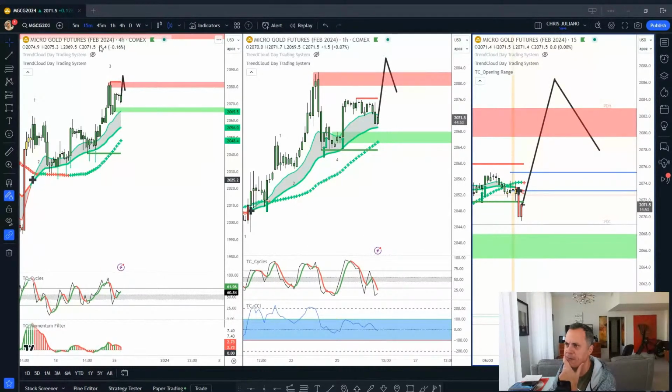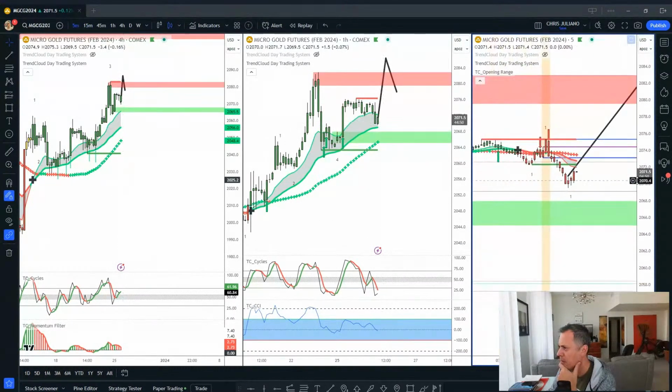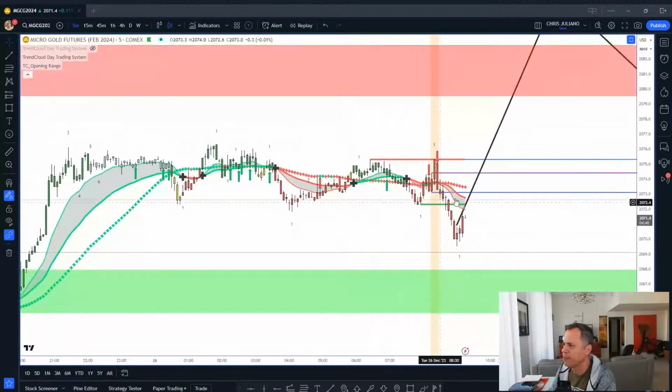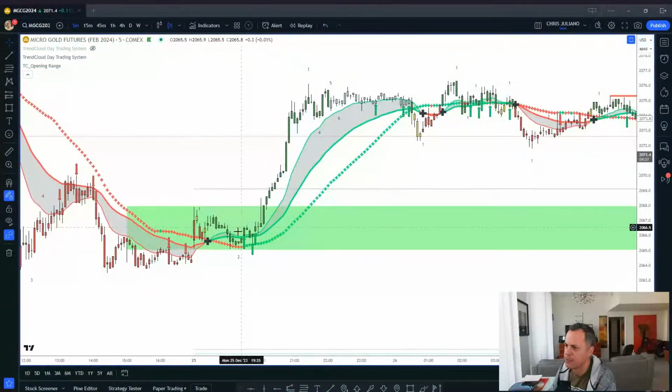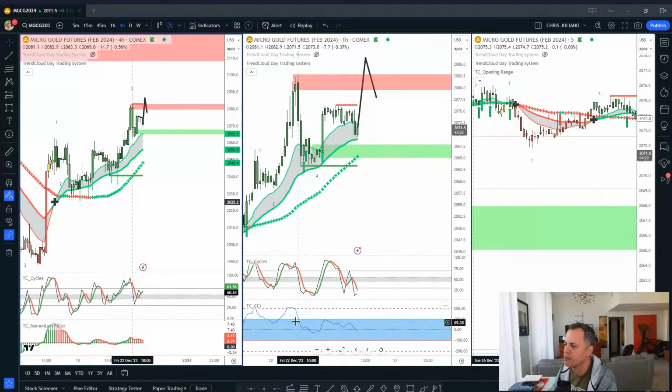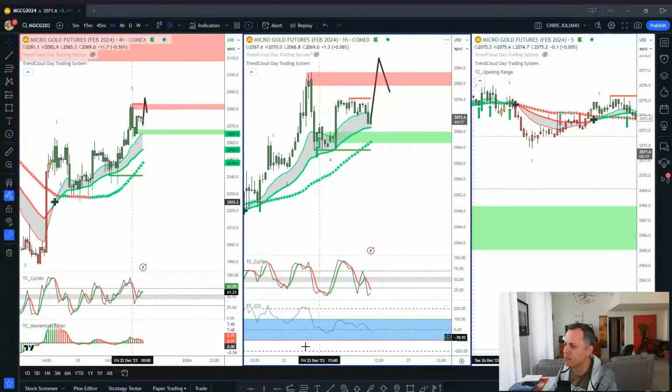Let's drop down to the 5 minute and see if we're getting any signals. There are no TrendCloud signals on that 5 minute chart as well. And you know that these 5 minute signals work very well when you've got momentum on that 1 hour chart in your favor. Okay, so we don't quite have that yet. We still do have the 1 hour momentum though.